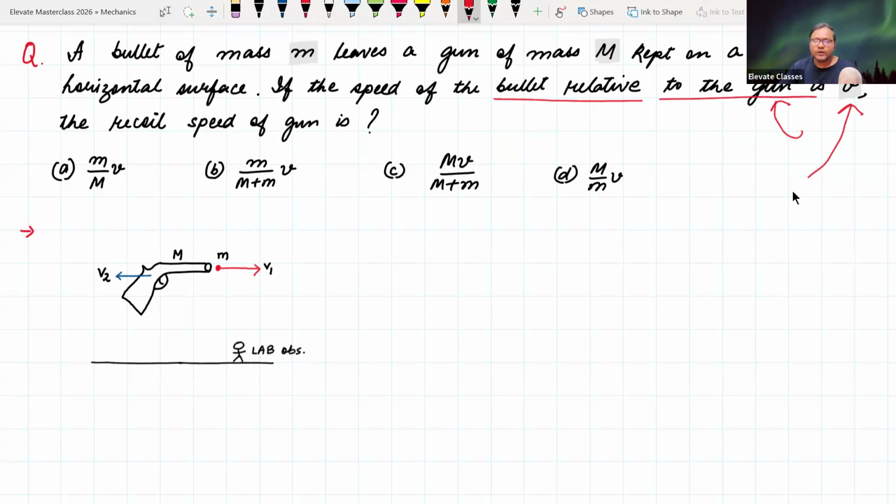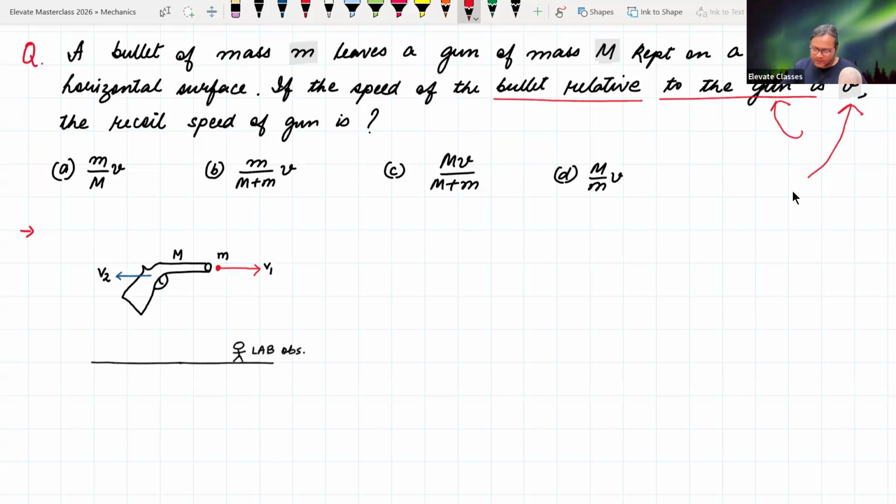So when you do questions like these, where there might be more than one observer, here the ground is also an observer, the gun is also an observer, in a way. So there you have to be a little bit careful, okay, a little bit careful, to make sure that you don't make a mistake.